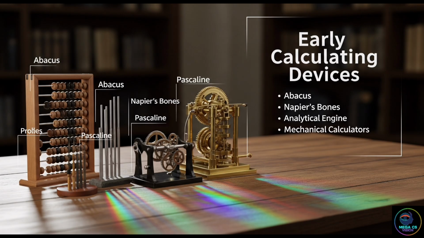Early calculating devices. The history of computers begins with simple mechanical devices. The abacus, developed in ancient times, was used for basic arithmetic. Napier's bones allowed multiplication and division using rods. Pascaline, invented by Blaise Pascal, was an early mechanical calculator. Charles Babbage conceptualized the analytical engine, a programmable mechanical computer that laid the foundation for modern computing.